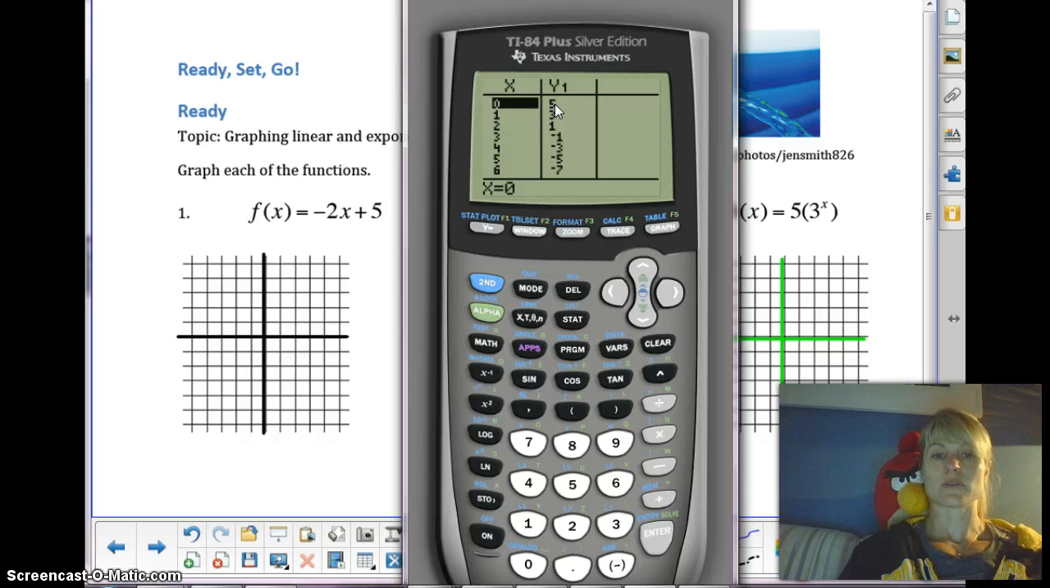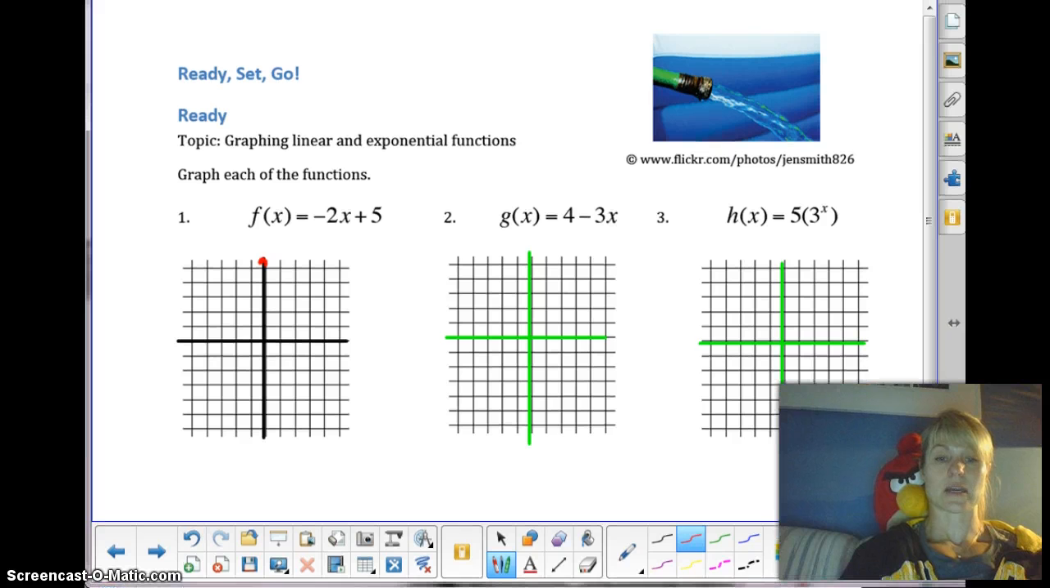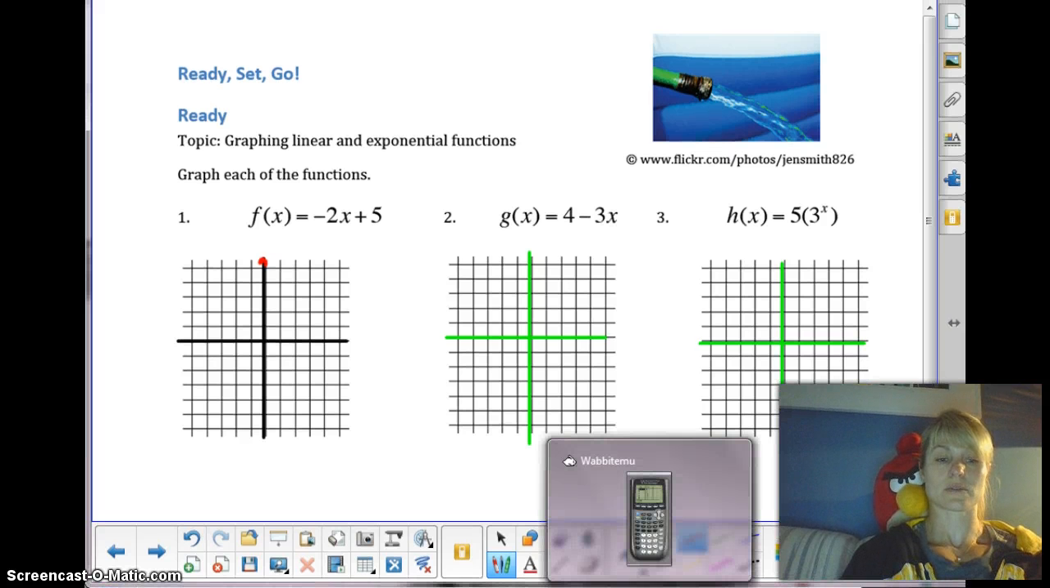So I know (0, 5), (1, 3), and (2, 1), and all these other ones are points on there. So we're going to plot that exactly. So I have 0, 1, 2, 3, 4, 5. So we'll put a point here.